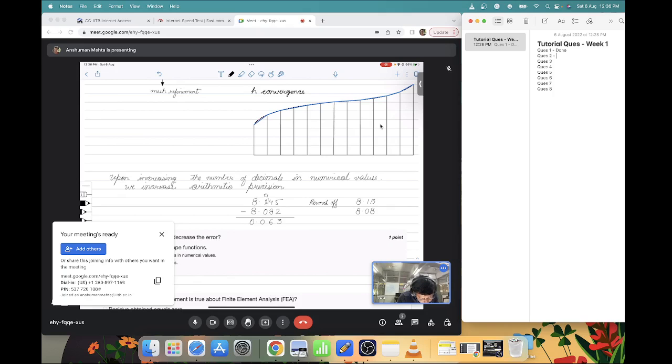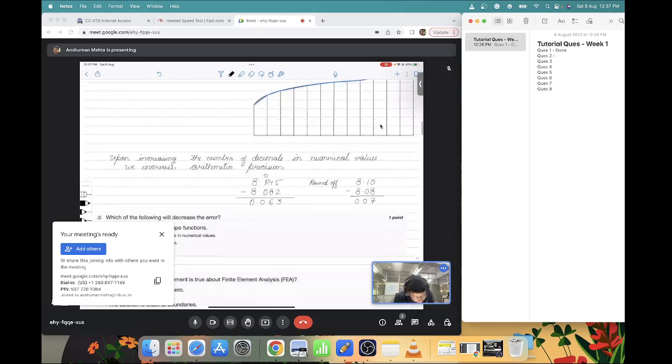Now let's subtract them. We get 0.07. Now upon rounding off, we see the difference is now having a difference in it. So it's like there's a difference of 0.007. So this is what we call round off error.